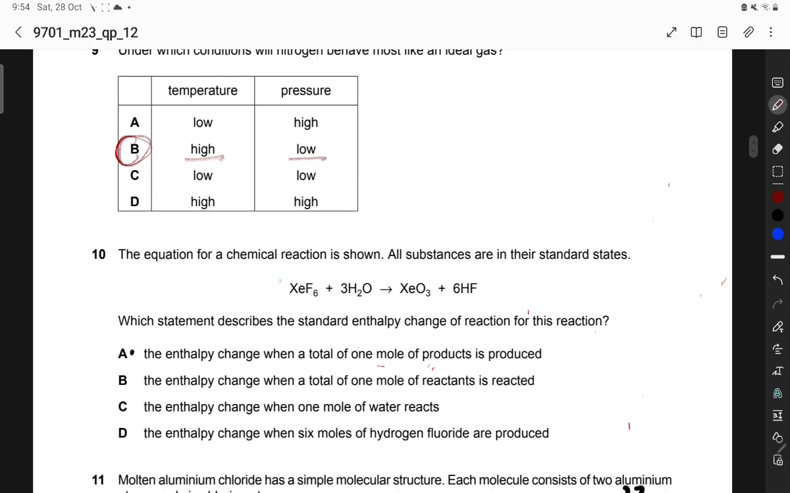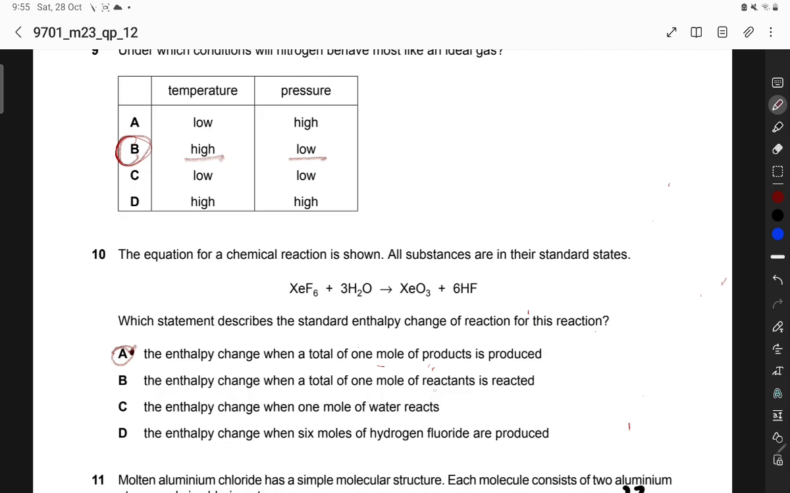The equation for a chemical reaction is shown. All substances are in their standard states. Which statement describes the standard enthalpy change of reaction for this reaction? The enthalpy change when a total of 1 mole of product is formed. Yes, this is the correct option, because the enthalpy change of reaction is when a total of 1 mole of product is produced, so A option is correct.